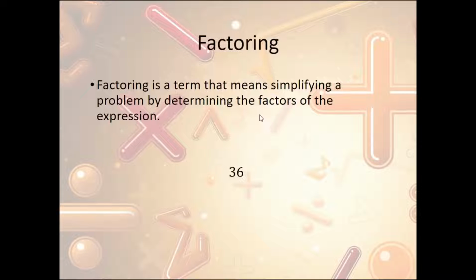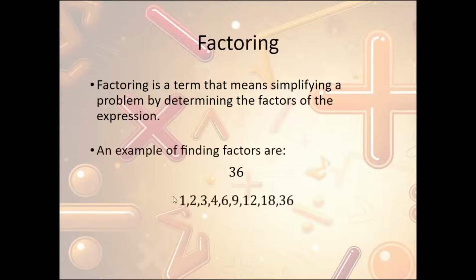Now, factoring. Factoring is a term that means simplifying a problem by determining the factors of the expression. So we need to be able to pick out a common factor that exists within a number or a set of numbers. So in this case, let's just look at 36. What are the factors of 36? Well, we have 1, 2, 3, 4, 6, 9, 12, 18, and 36. These are factors because I can multiply all of these numbers by something and get 36. Or another way to look at it is 36 is divisible evenly by all of these numbers.